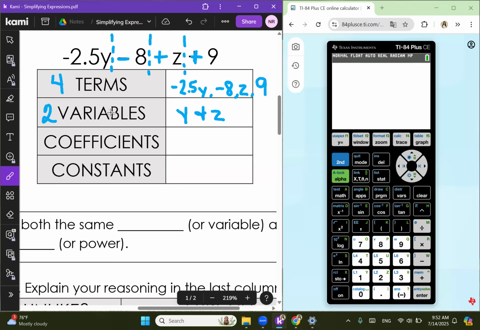Coefficients, even though you only see one coefficient, you only see one number in front of a variable, there's actually 2 coefficients. Okay.